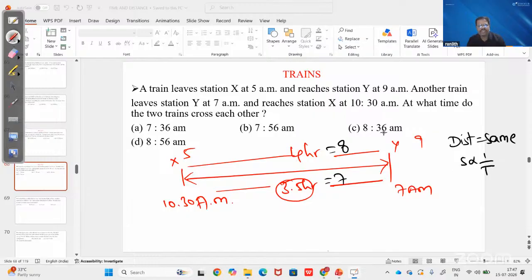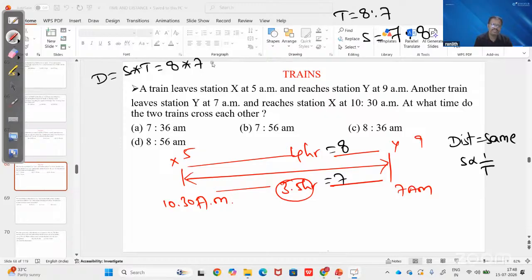In this question, there is no speed. Time is given. Time is equal to 8 is to 7. Initially, we are taking 8 hours. Next, it is taking 7 hours. Then the speeds will be equal to 7 is to 8. Then distance equal to speed into time, 8 into 7 equal to 56 kilometers.